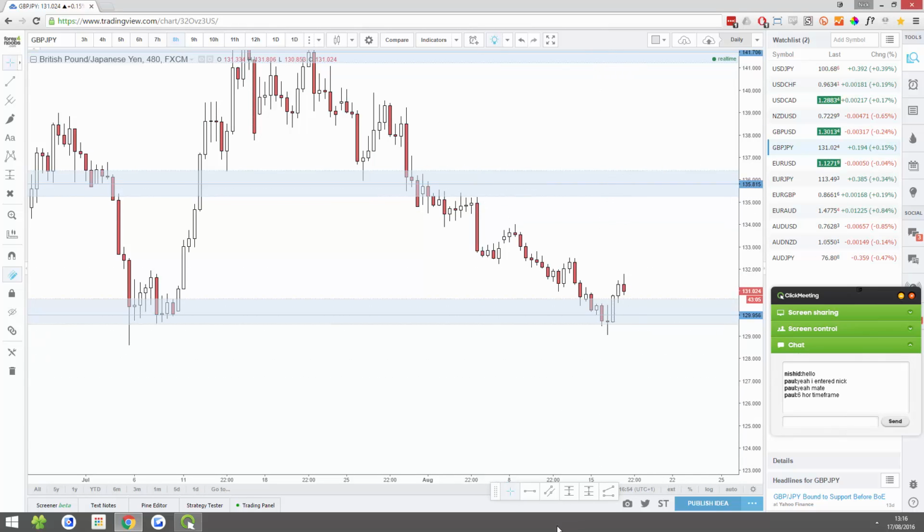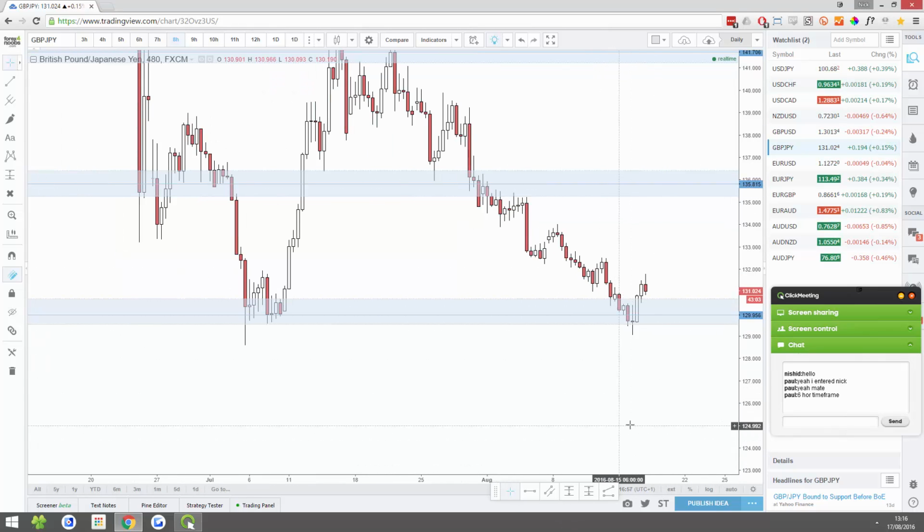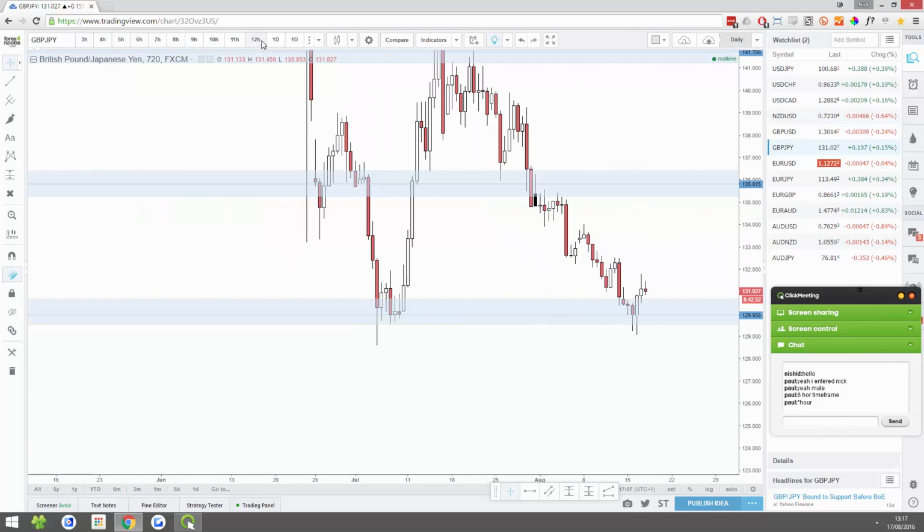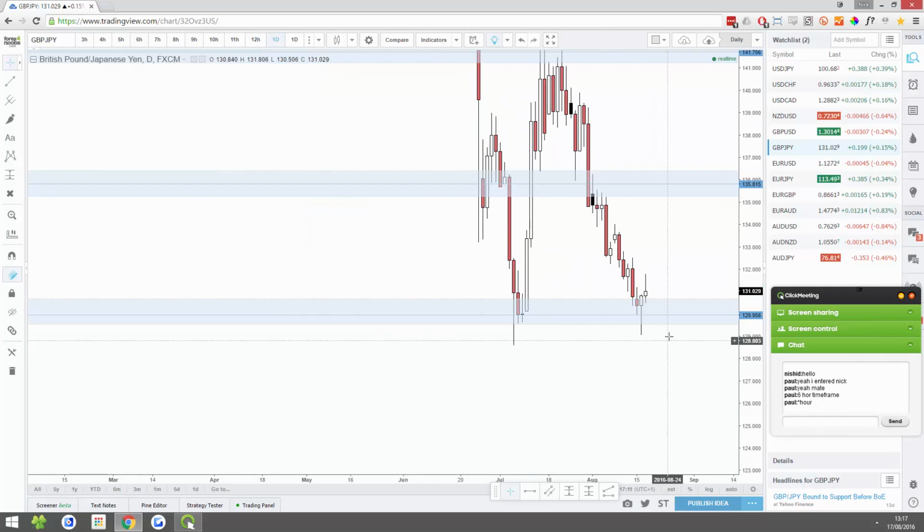Oh, looks pretty decent on the 8 hour too. Still looking good. I mean, 8 hours showing higher highs and higher lows. 12 hours showing, well, a high, but we wouldn't have traded on the 12 hour. The daily is just showing a single high and higher low. Yeah, it's still pretty decent. I would say hold it.